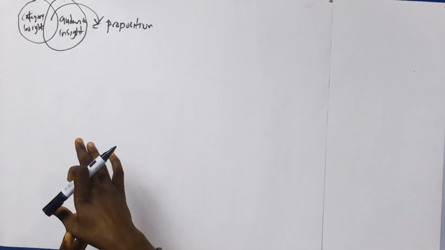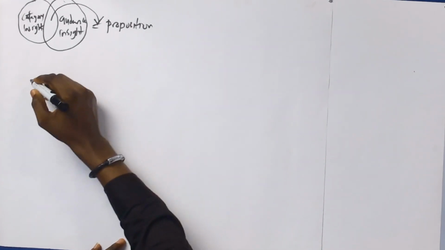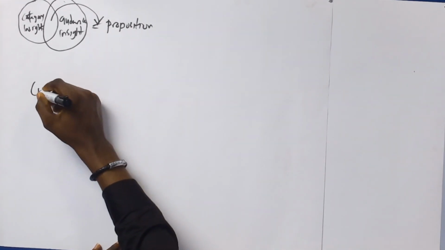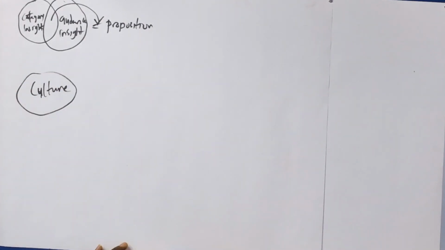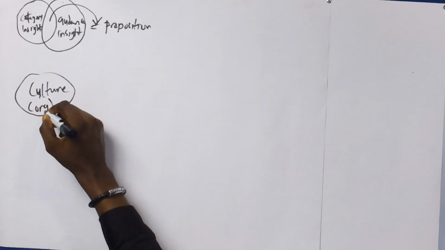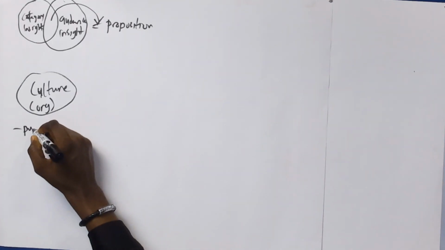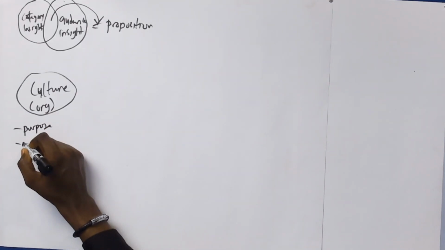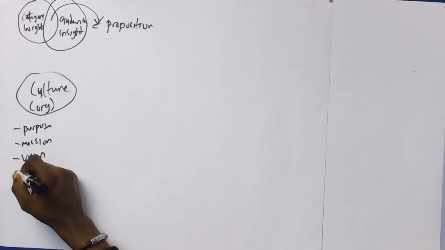So after research and positioning, another thing you also want to do is what I call the culture. And I'm not talking about Yoruba culture. I'm talking about the organizational culture, as pertaining to the organization. So here, this is where you have the purpose, the mission, the vision, and also the core values.